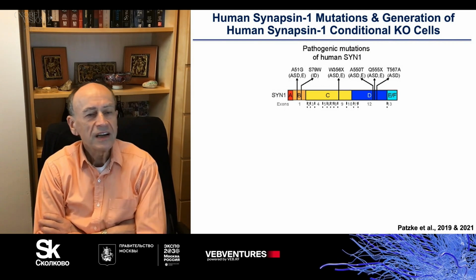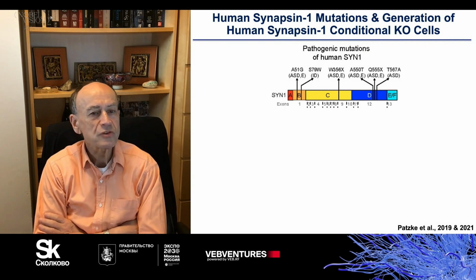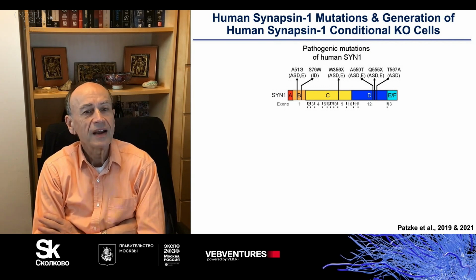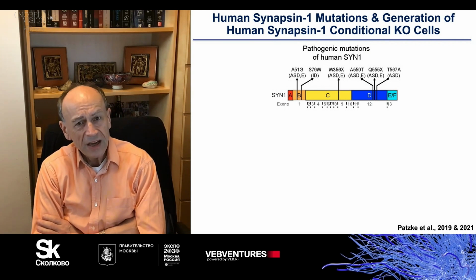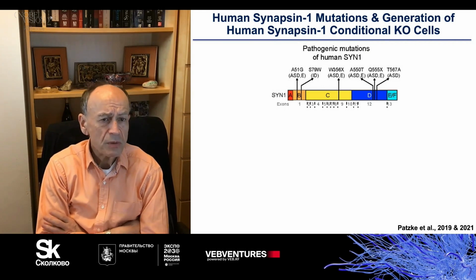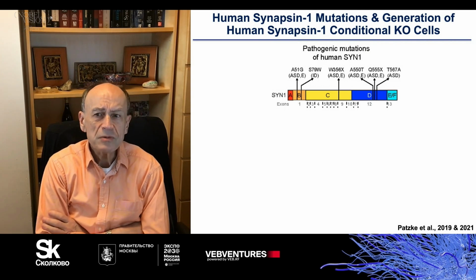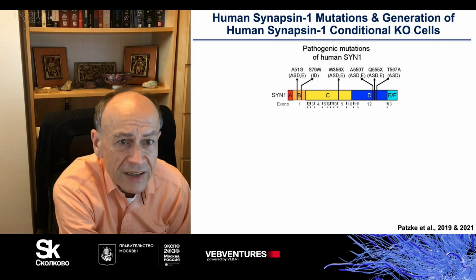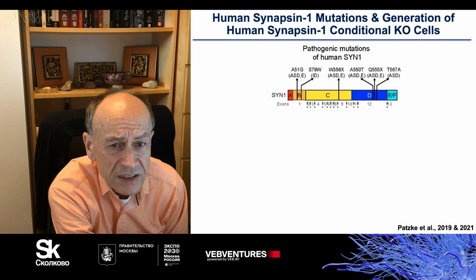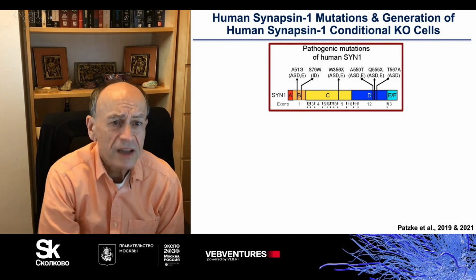What you see here is the domain structure of synapsin-1 shown in different colors and the mutations on top of it. Synapsin-1 is a large protein that has multiple domains. At the N-terminus, there is an A domain that is shown here in red that is followed by a B domain, a C and D, and an EF domains.